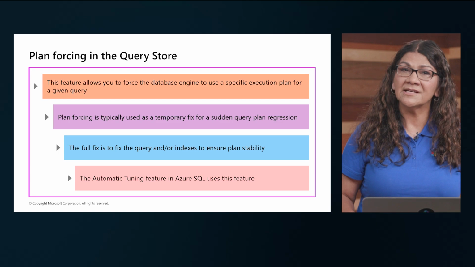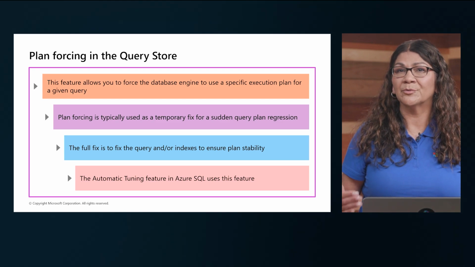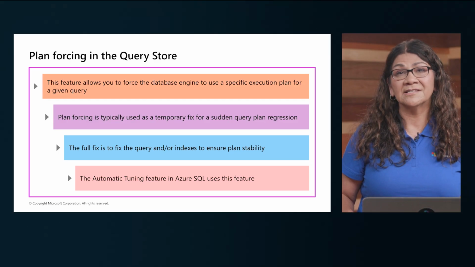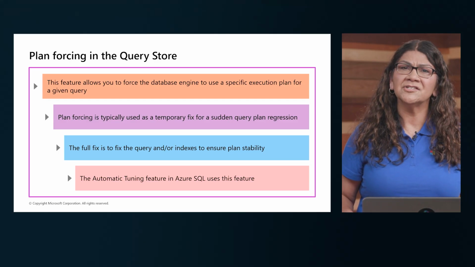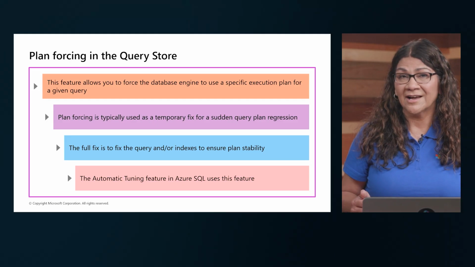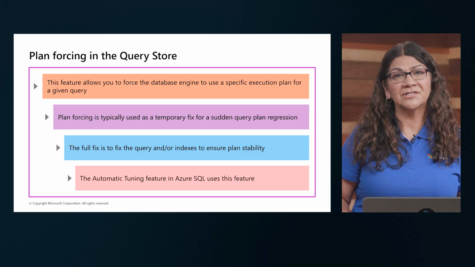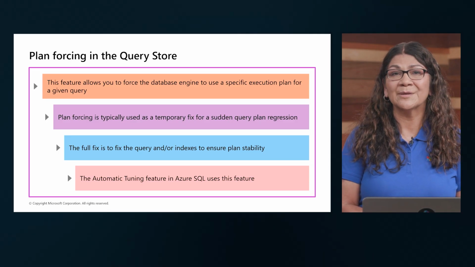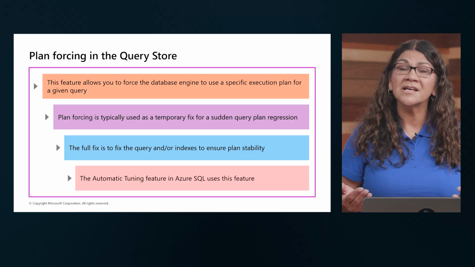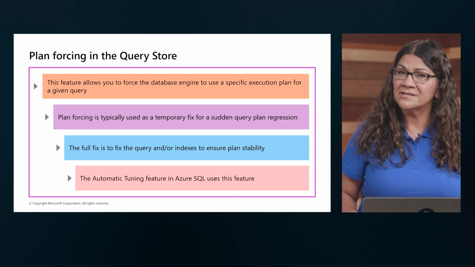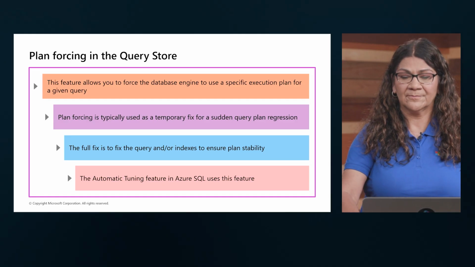This automatically applies the last known good plan after detecting regressions. While plan forcing is effective for intermediate performance recovery, long-term stability requires investigating the root cause, such as missing indexes or suboptimal query design, and applying permanent fixes. Together, these features support use cases like maintaining consistent performance, troubleshooting regressions, and optimizing resource usage in production environments.